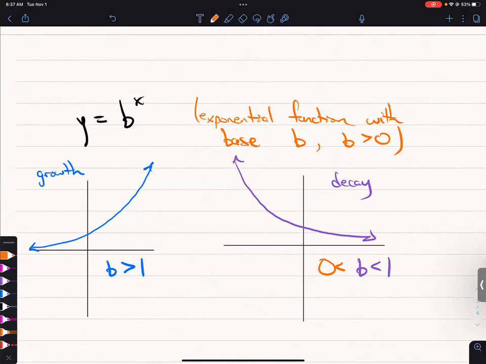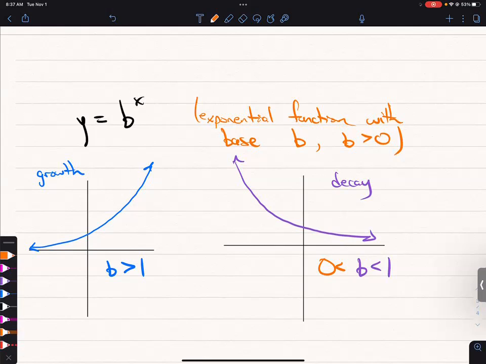The size of the base affects how steep it is, right? So if the base is 2, it's going to look maybe like that. If the base is 10, it's going to look like the same thing, but kind of faster, right? Steeper. Other than that, though, it doesn't change anything. Domain, range, intercept, asymptote, all that stuff stays the same in either case.